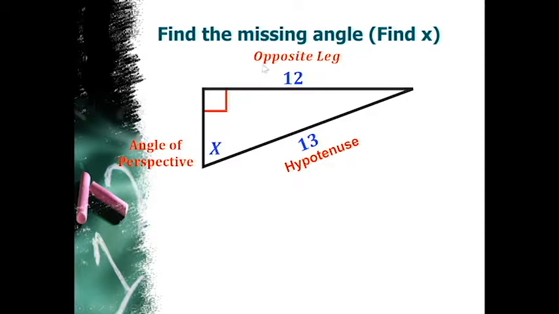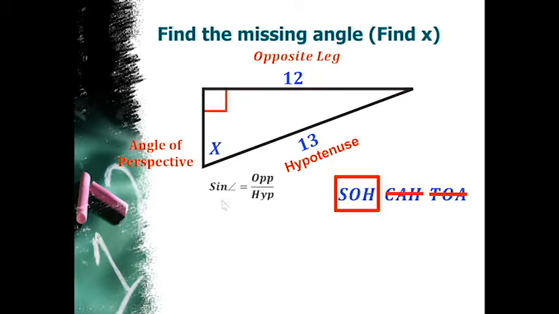So we're looking for a trig function that uses opposite and hypotenuse. Looking through here, we have opposite and hypotenuse right here with our sine. So we're going to go ahead and use sine, ignore cosine and tangent. We're going to set up our equation, plug in our values. Our angle measure is x. Our opposite leg length is 12. Our hypotenuse has a length of 13.